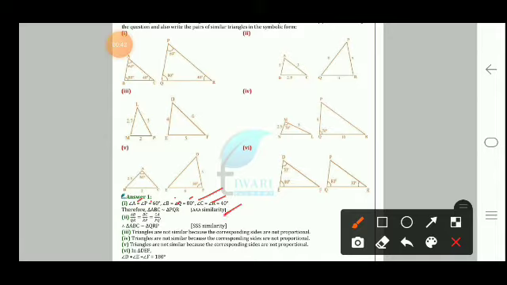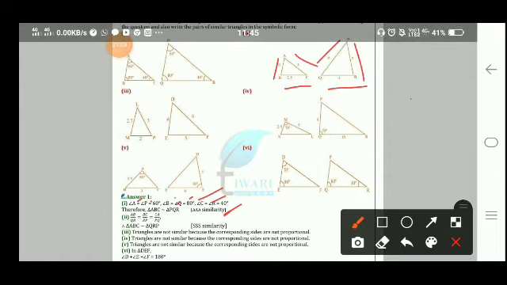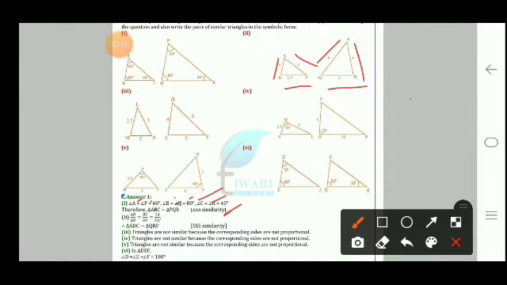In the same way, if we go for the second one, if we see here the ratios, AB over QR, so that is 2 upon 4, which is 1 upon 2. Then we'll take here BC over PR, that is 2.5 upon 5, that is 1 upon 2. Then AC over PQ, so that is 3 upon 6, which is 1 upon 2. So we can find here that the ratios are equal, that is, they are in proportion. So therefore the triangles are similar by SSS similarity.